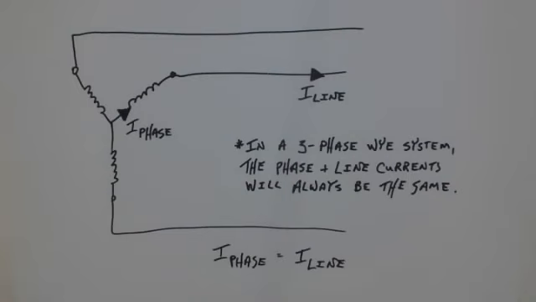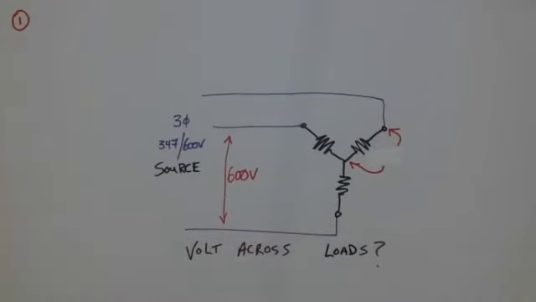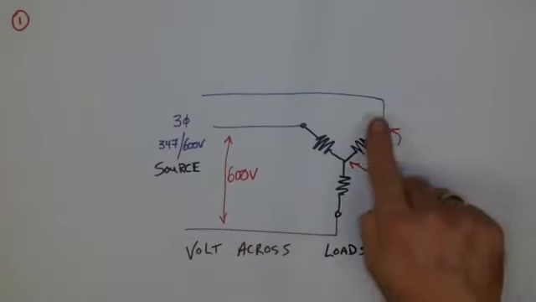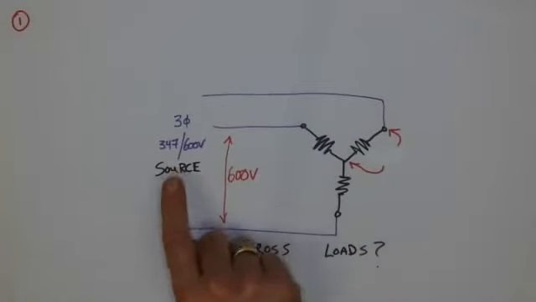Well, with all of that, let's do a few examples and see if we can't align some logic with some of these rules that we have learned. The first example is here. We've got a three-phase connected or configured load, and we have a three-phase source connected.